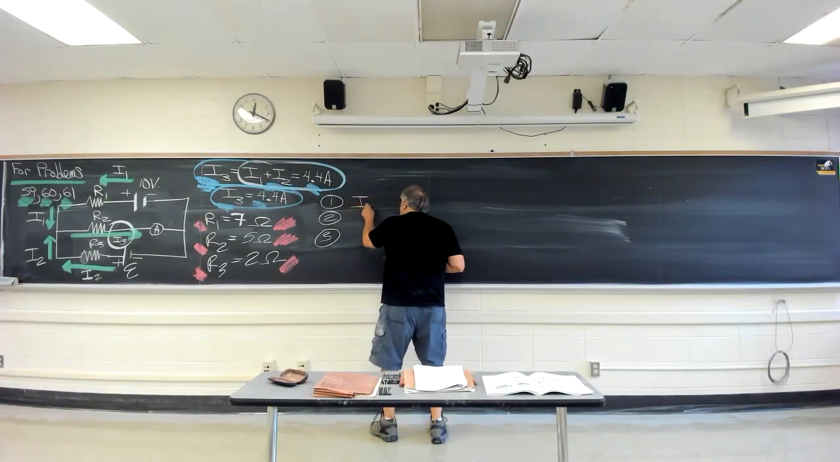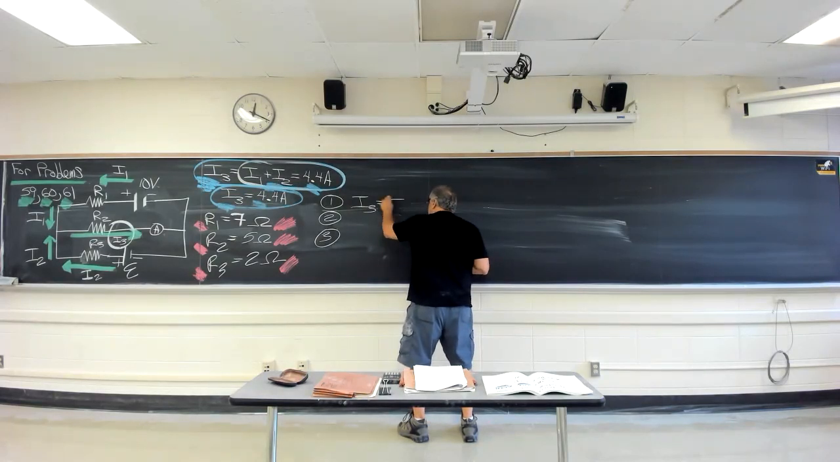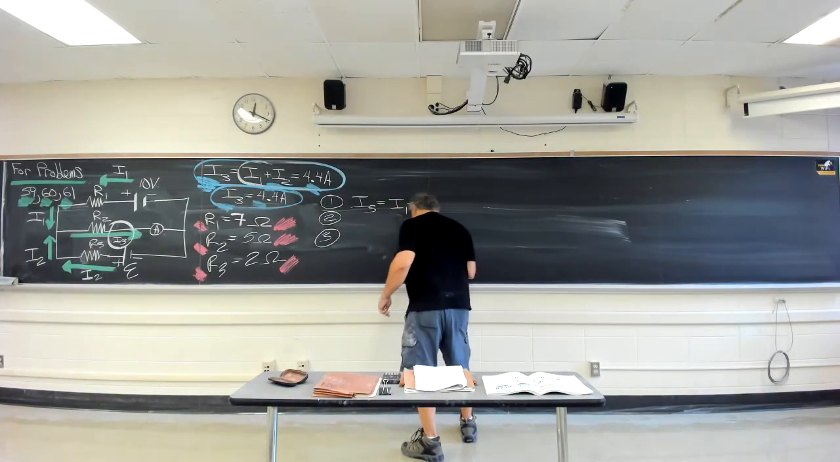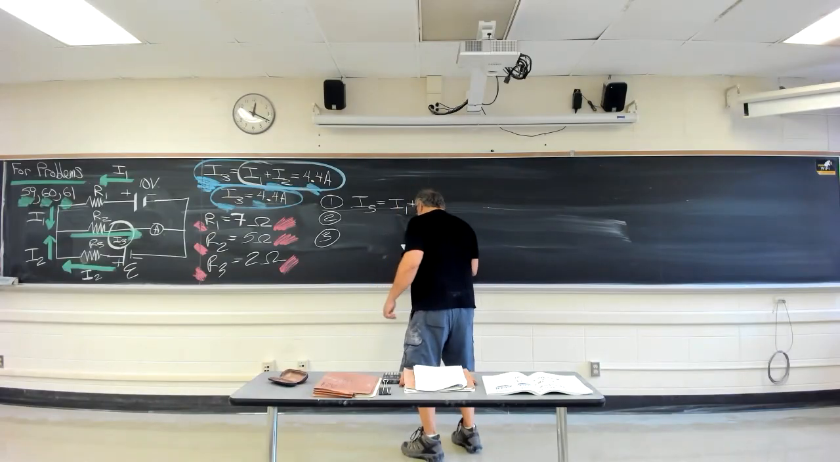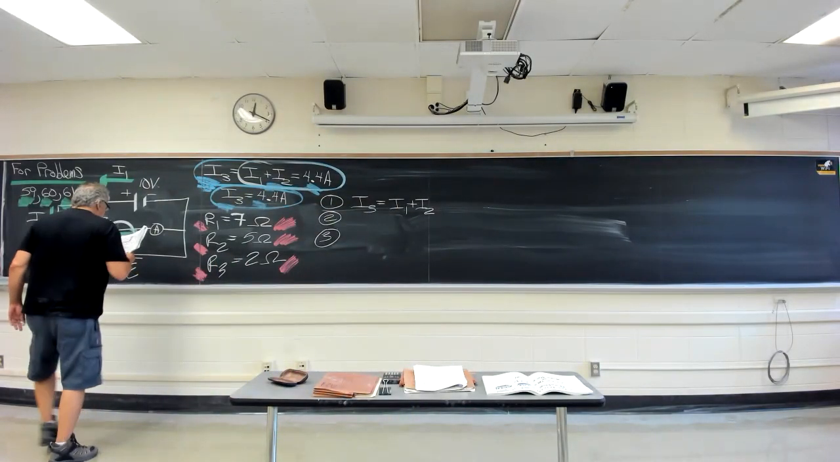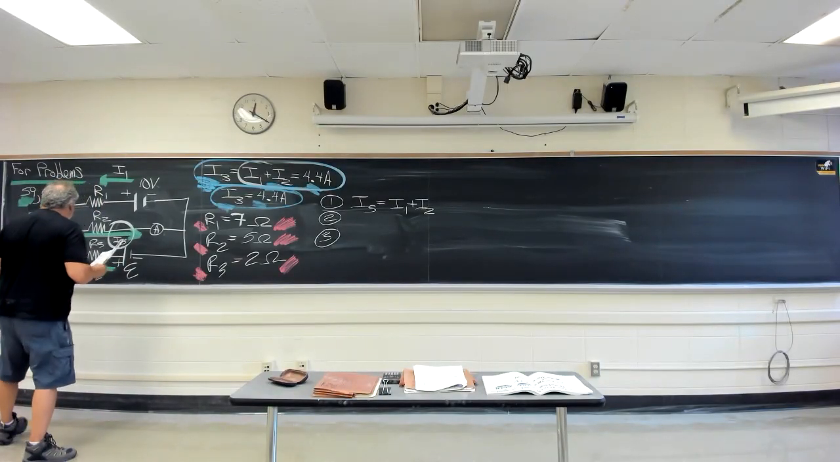Well, we already know what I3 is, so it's not really a mystery, but let's pretend we don't know it. We know that I3 is I1 plus I2. For equation 2 here, let's talk about what's going on with the R1 and the I1 and everything else going on here.